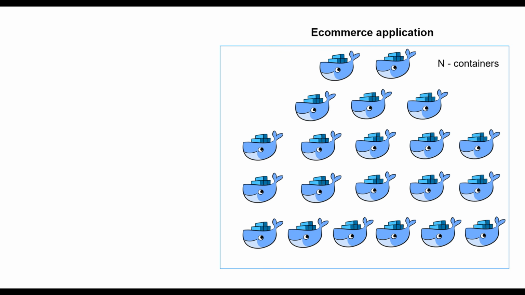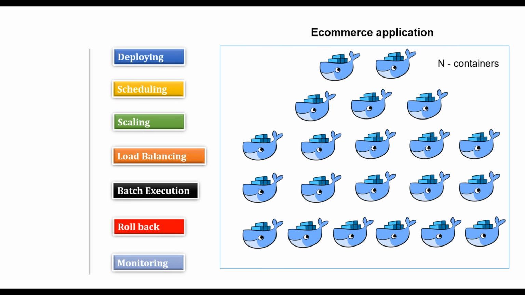When I say manage, it covers deploying, scheduling, scaling, load balancing, batch execution, rollback, monitoring, automatic bin packing and self-healing. All those things you would need to take care of manually. It's difficult to manage that many things manually, isn't it? That's where Kubernetes came into the picture. You just write your code and push your image to a container platform like Docker. Then everything else, Kubernetes will take care of.